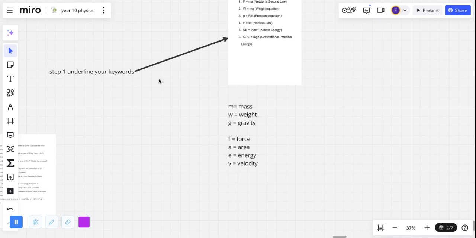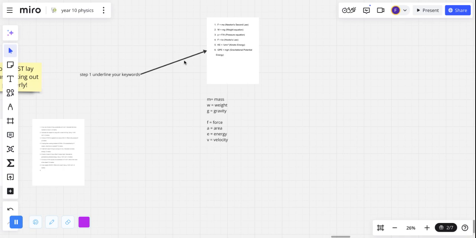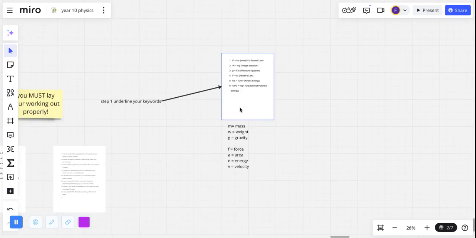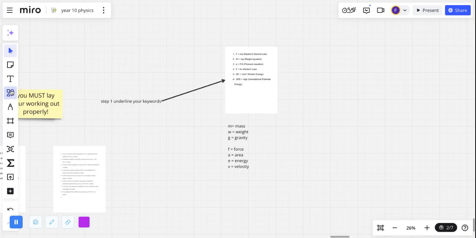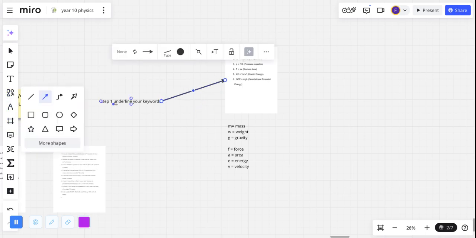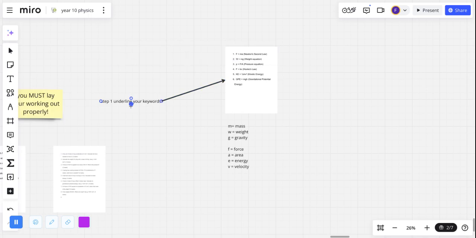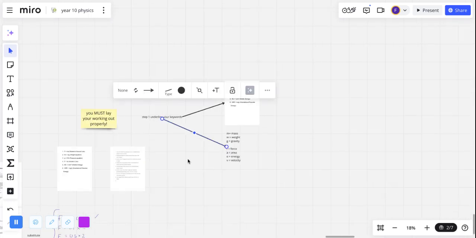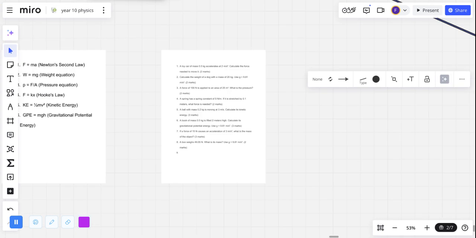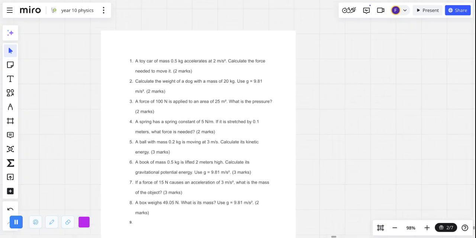And you have to get your layout right, okay? That's it. So step 1, underline your keywords. These are the majority of them. There might be some more, okay? Let's attach that there. Let me get another arrow, and attach this arrow here. So you're looking for these. When you read a question, you've got to look for these. This is all the physics. Pick your keywords.